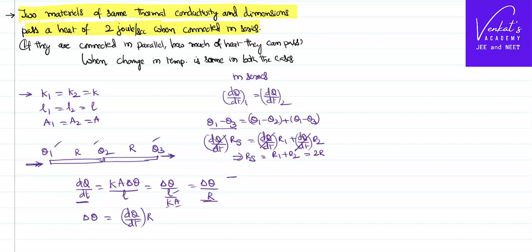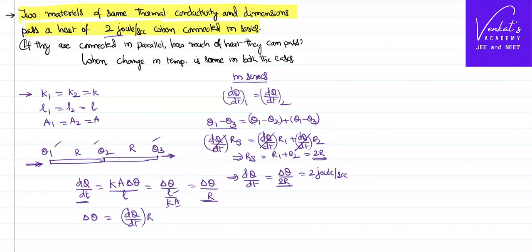That implies dq by dt is delta theta divided by r. So we can write that as 2 joules per second. That's what is given for you. But in the place of the R, I have to write the effective resistance because there is a combination in series. So I have to write 2R. This is all happened when it is connected in series.